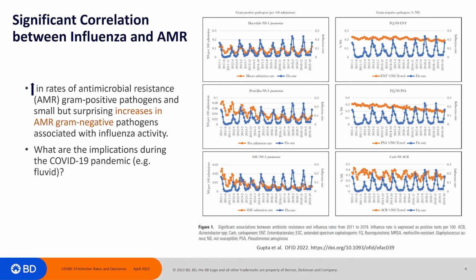And what we found was an increase in rates of antimicrobial resistance in gram-positive pathogens. Strep pneumonia, as an example, would be expected, a common respiratory pathogen. But what was surprising is we saw small but surprising increases in antimicrobial resistance among gram-negative pathogens associated with influenza activity, and that is on the right side that you see. So this kind of gave us some signals, and we, as clinicians, I think Kalvin and I would see some of these when we were practicing. But what are the implications of this during the COVID-19 pandemic, especially in flu cases?